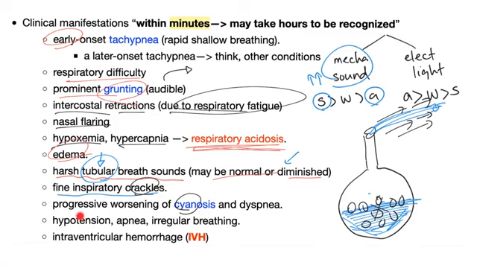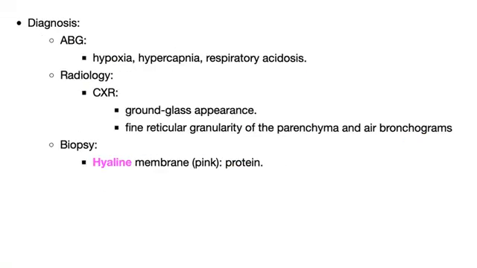Anyways, progressive worsening of cyanosis and dyspnea. It's called respiratory distress syndrome. If you're not breathing, you will get cyanosis. Hypotension, apnea, irregular breathing. Intraventricular hemorrhage, the kid can bleed into his or her brain. How to diagnose neonatal RDS? ABG. Why?